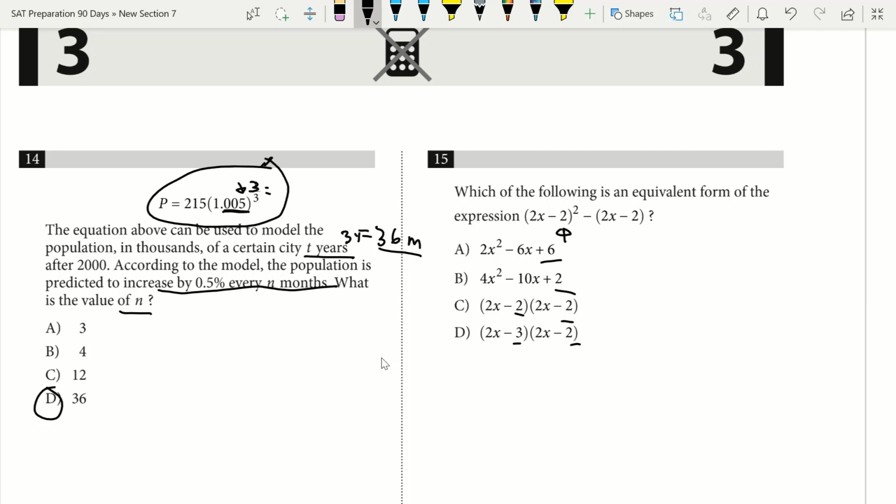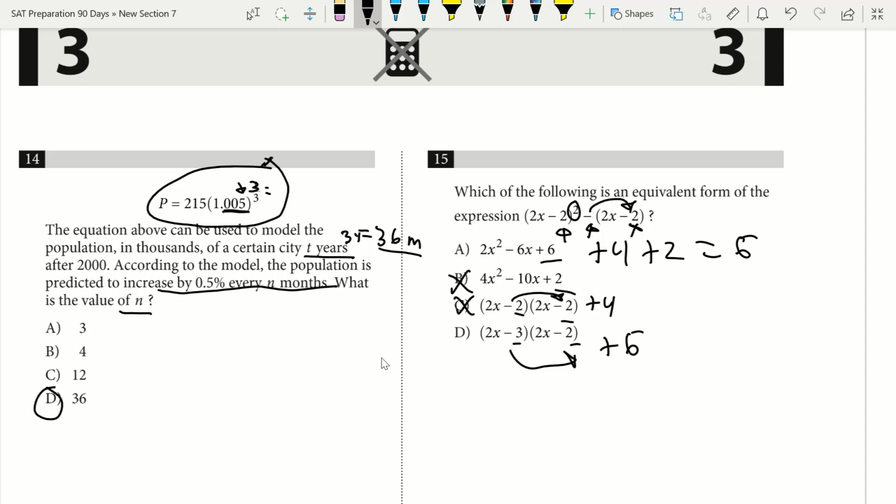So I'm going to have a -2 times a -2. Since this is squared, that's going to give me +4. Then I have a minus a -2, minus -2, it gives me +2. So I know my last term is going to have to be a 6, so I can get rid of B. And then I look down here. I see I'll have a -2 times a -2, which is a +4 for my last term. I can get rid of C as well. And I have a -3 times a -2, which gives me +6. So now I'm between A and D.